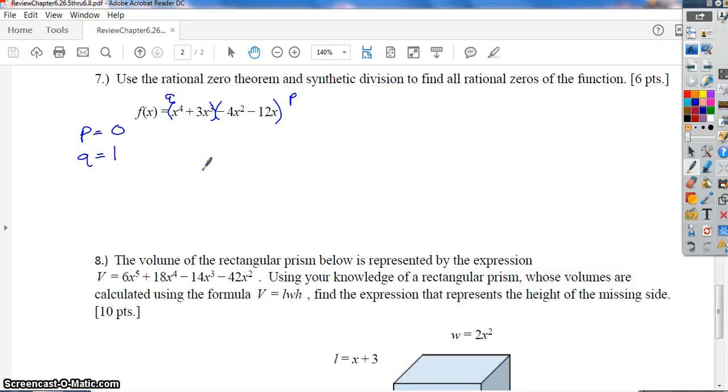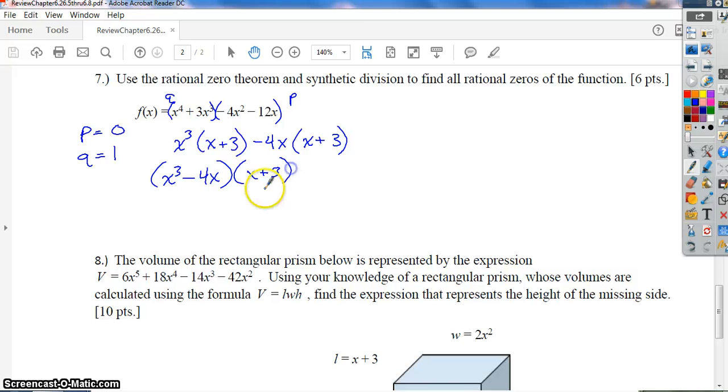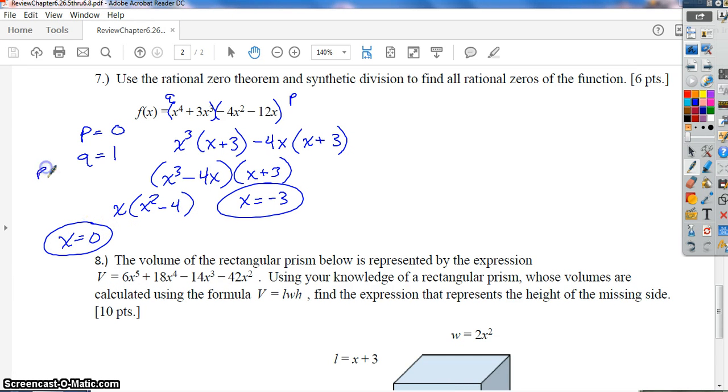Rather than do p over q, I notice that this is actually factorable. So I'm going to pull out an x cubed, leaves me with x plus 3. I'm going to pull out a -4x, that's going to leave me with 1x plus 3. So in the front I have x cubed minus 4x, and I have x plus 3. This one's not bad, it's -3. This guy, pull a GCF out, I get x squared minus 4, so x equals 0, which is one of our factors if we did p over q.